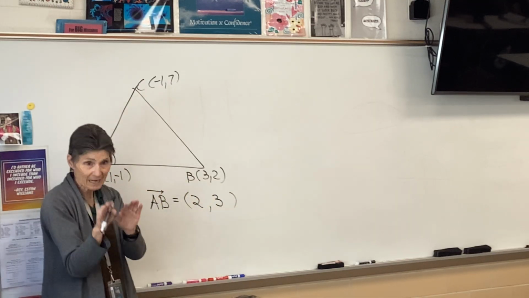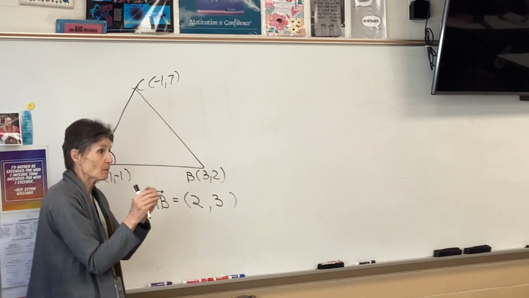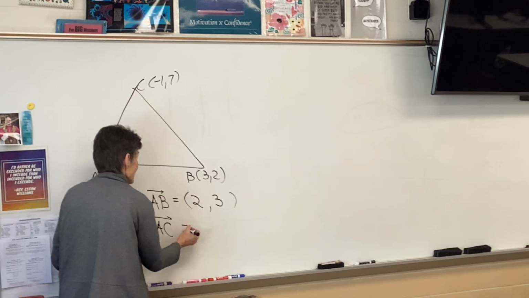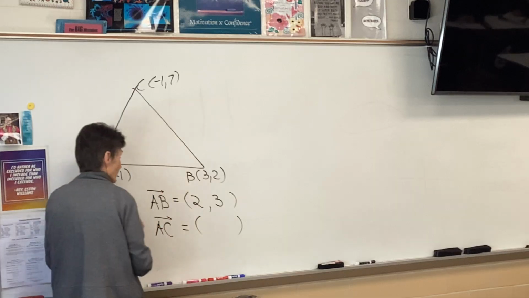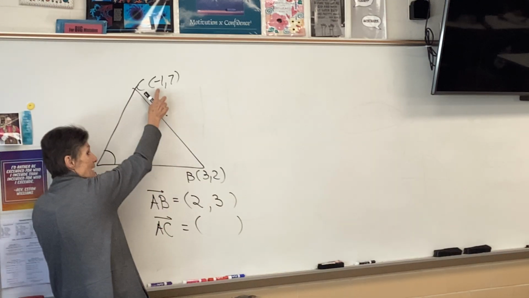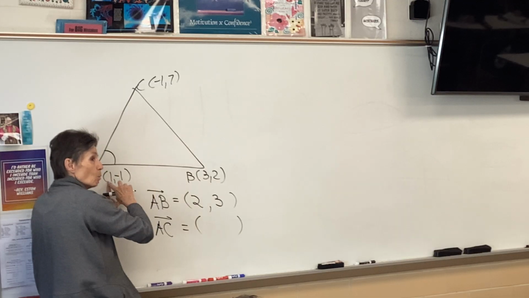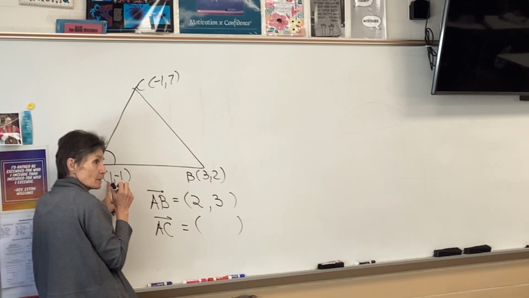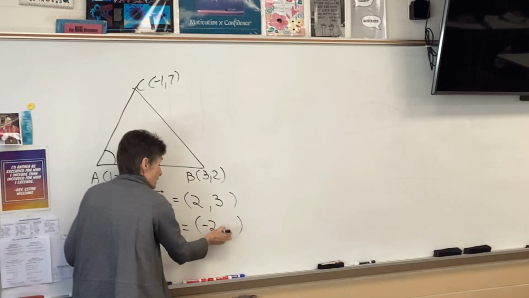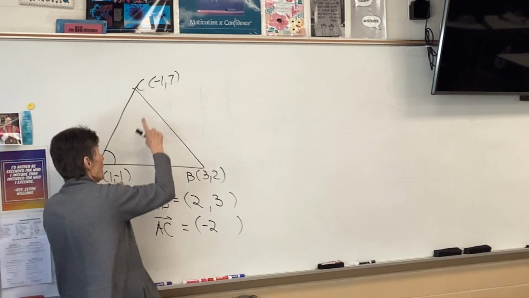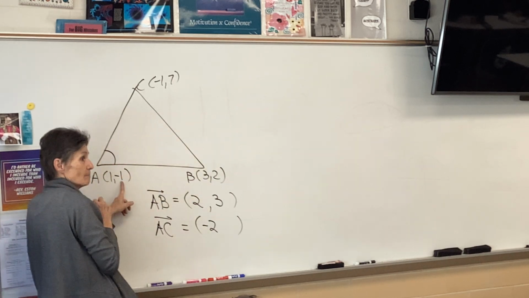Okay, so you picked the angle A, so we said we're gonna go from A to B. Now we're gonna go from A to C. Okay, so same thing. 1 to -1, be careful. 1 to -1 would be -2, wouldn't it? -2? And then -1 to 7, 8.